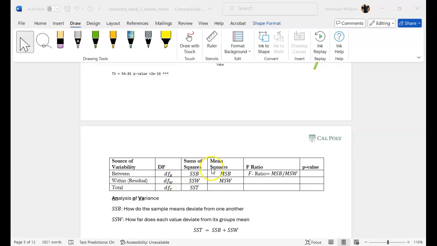The SSB, what that represents is how far the sample means deviate from one another, one could argue. And then the sum of squares within is how far each value deviates from its group's mean. Okay? That's what it means. And then SS total is just the total amount of variability within our sample. So let me even write that just so that you can have it.